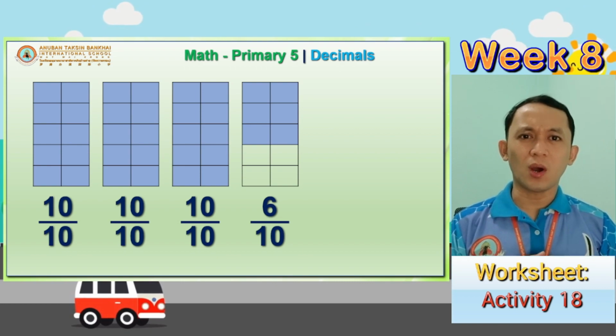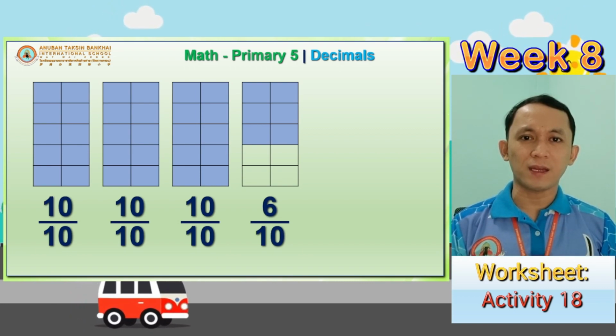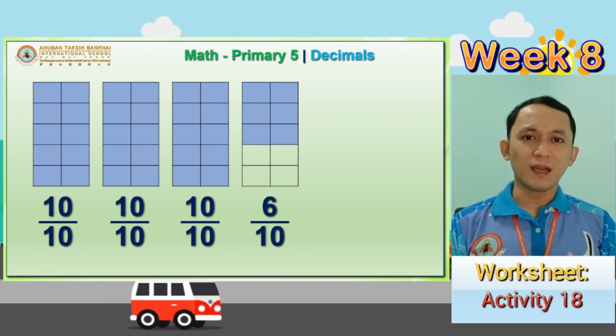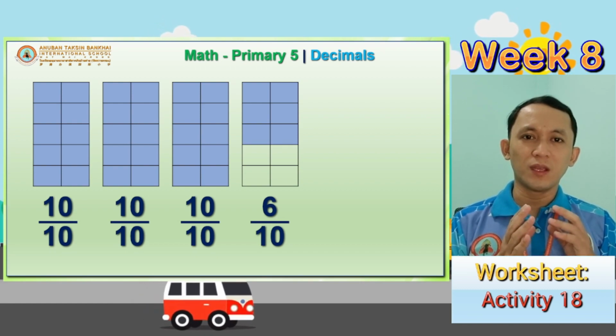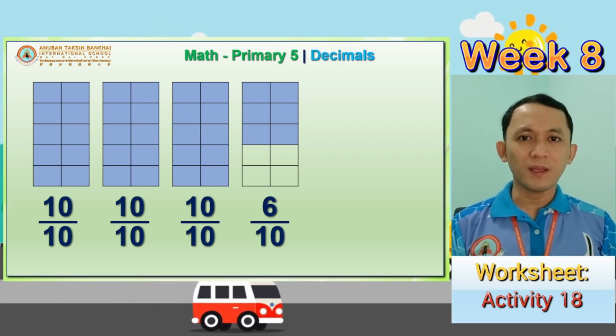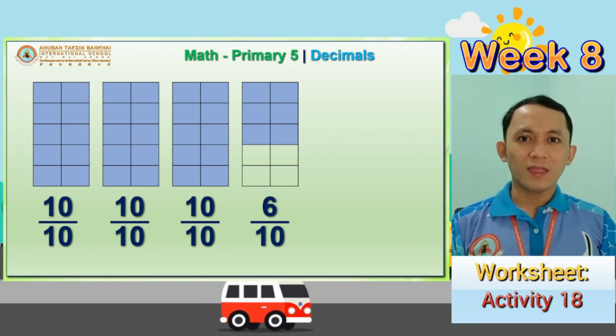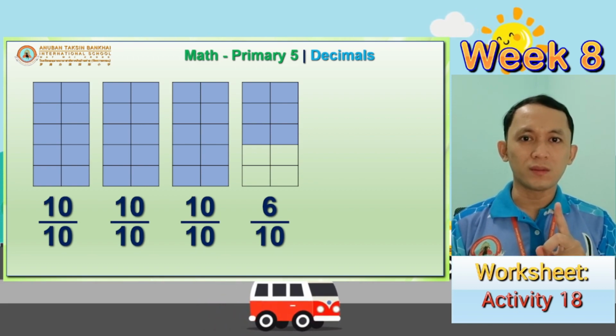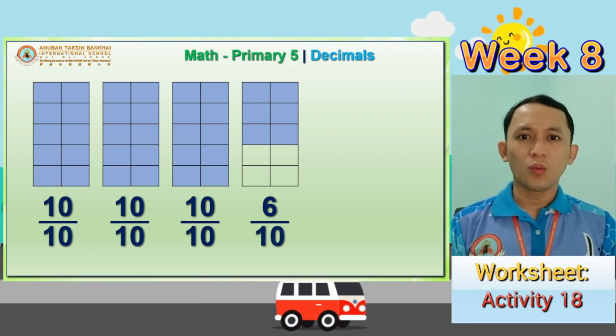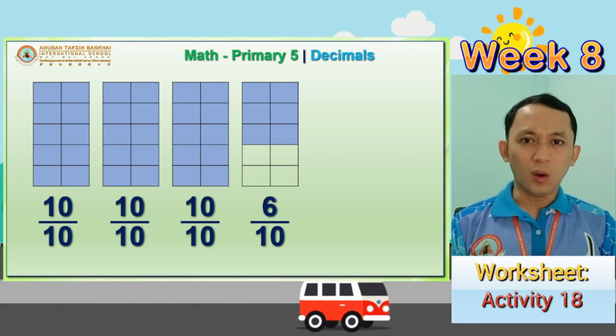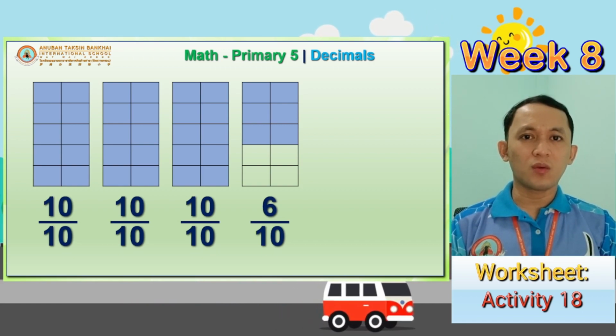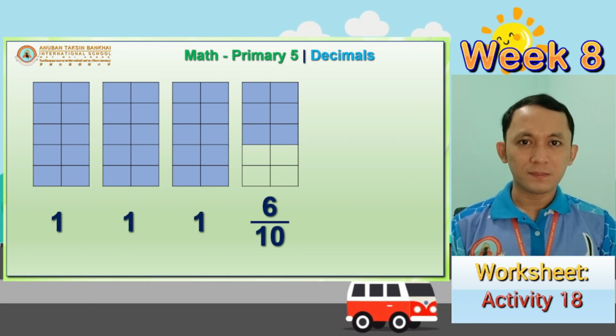Now, can you recall our previous lessons in fractions that if the numerator and the denominator are the same, that is of course 1 whole. So that is equal to 1. So 10 over 10, that will be equal to 1.